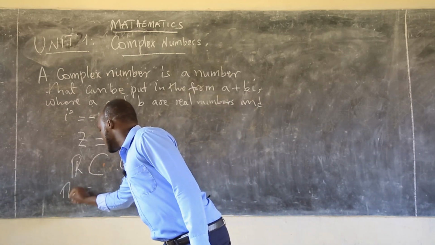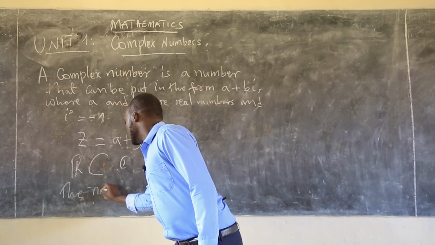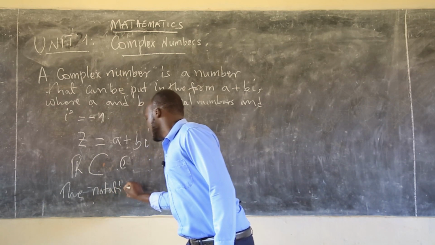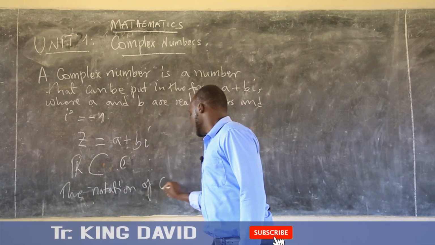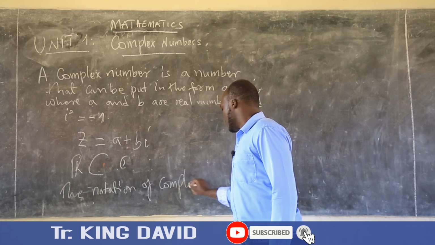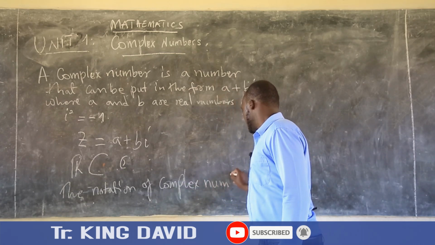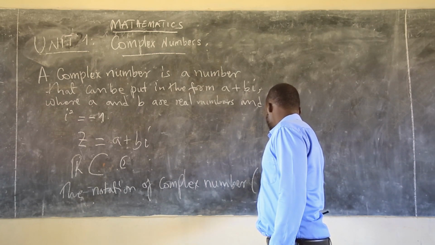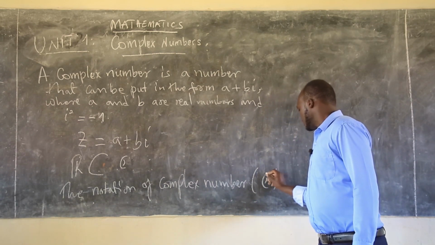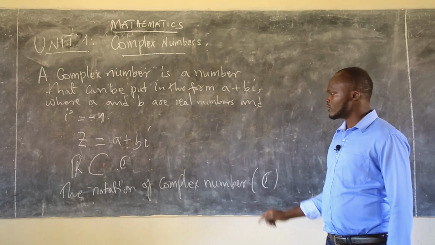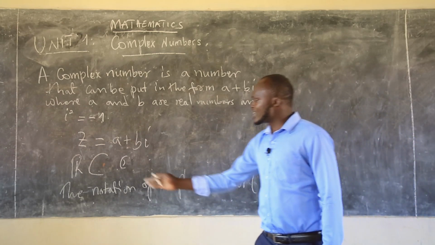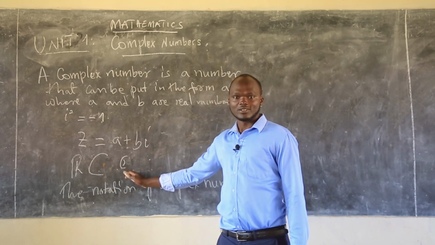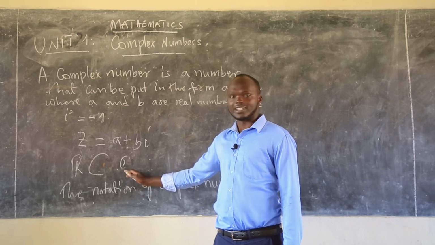The notation of a complex number is, this is the notation of a complex number. So now, a real number is a subset of a complex number. I think you are getting me.